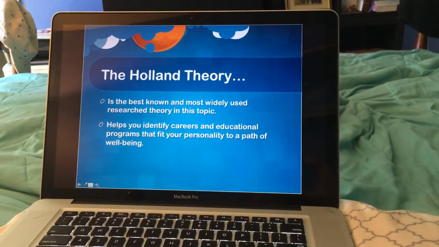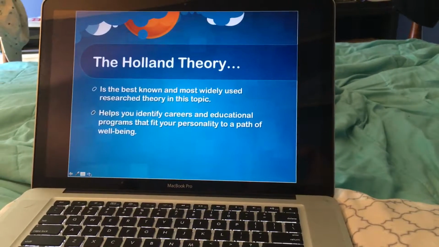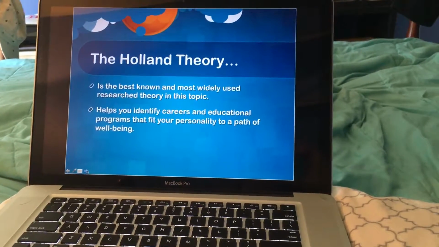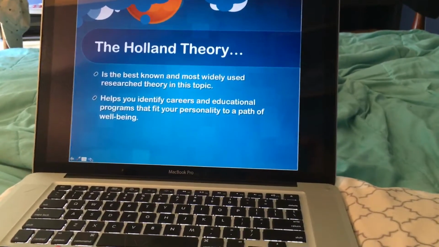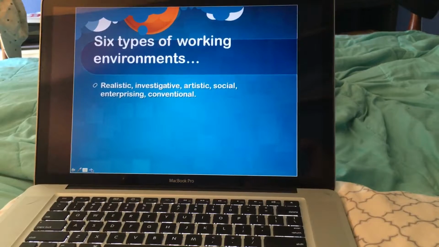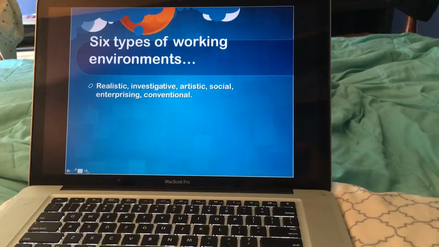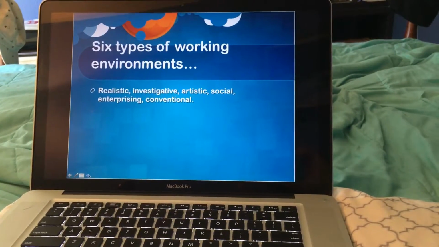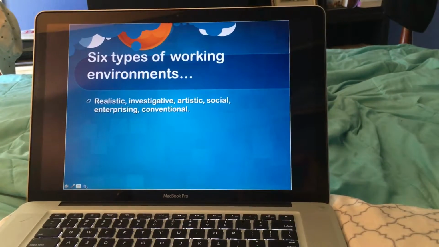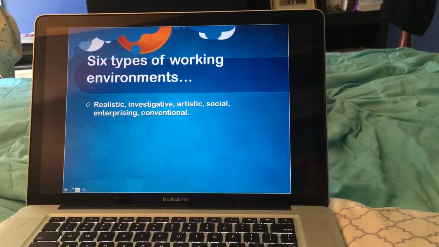The Holland theory is the best known and most widely used research theory in this topic of individual career assessment. Again, it helps you identify careers and educational programs that fit your personality to a path of well-being. The theory of personality also matches the type of working environment. The working environments are the same six: realistic, investigative, artistic, social, enterprising, conventional. All of these personality traits and interests are linked with the working environments, and when the personality and environment match, the individual finds well-being within the career choice.